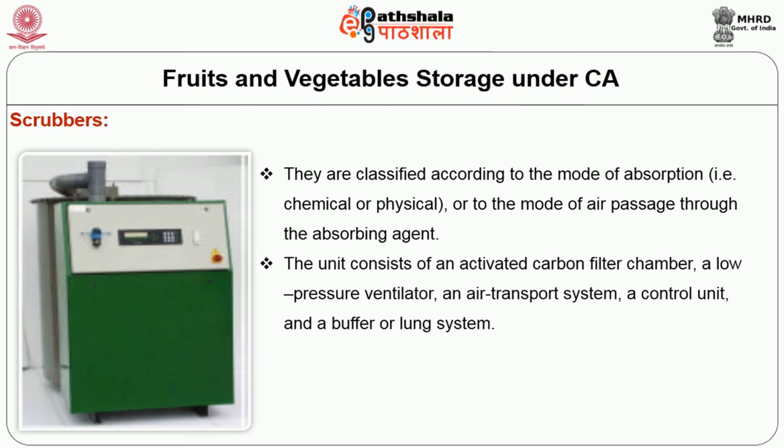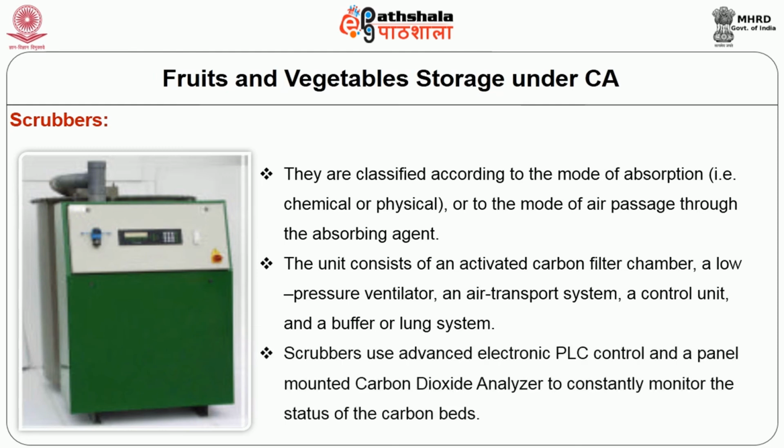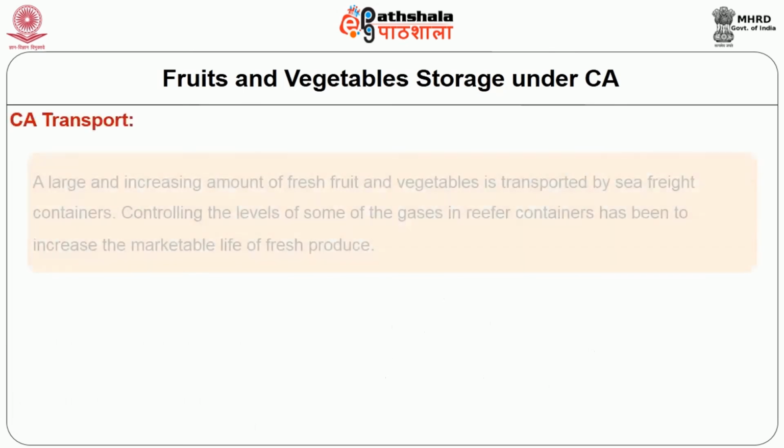Here the unit consists of an activated carbon filter chamber, a low pressure ventilator, an air transport system, a control unit, and a buffer or lung system. Scrubbers use advanced electronic PLC control and a panel-mounted carbon dioxide analyzer to constantly monitor the status of the carbon beds.